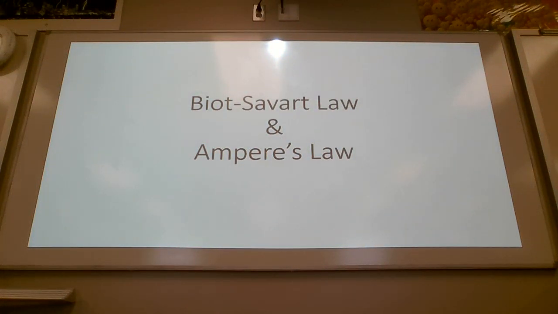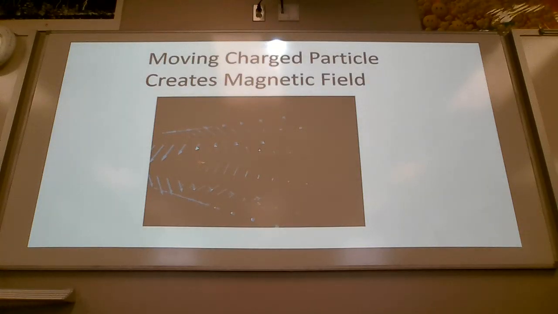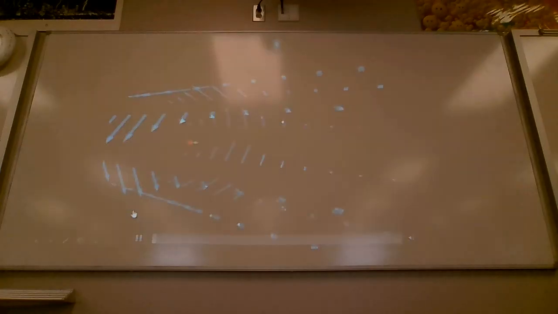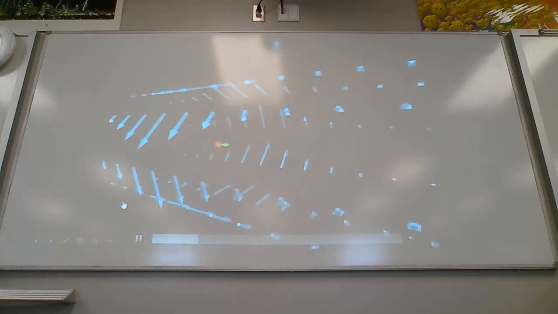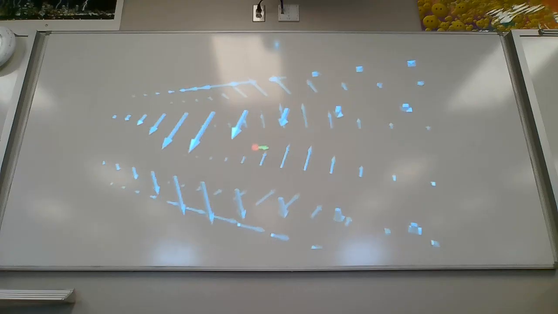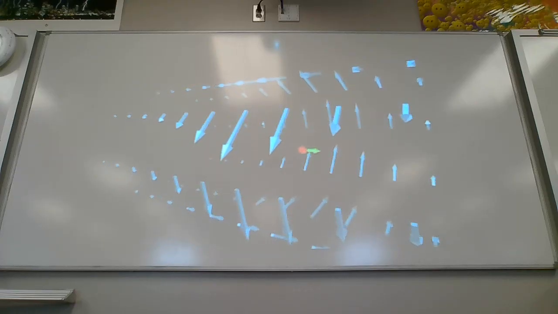Okay, factoid number one. A moving charged particle creates a magnetic field. A moving charged particle creates a magnetic field. Okay. It obeys the right hand rule.